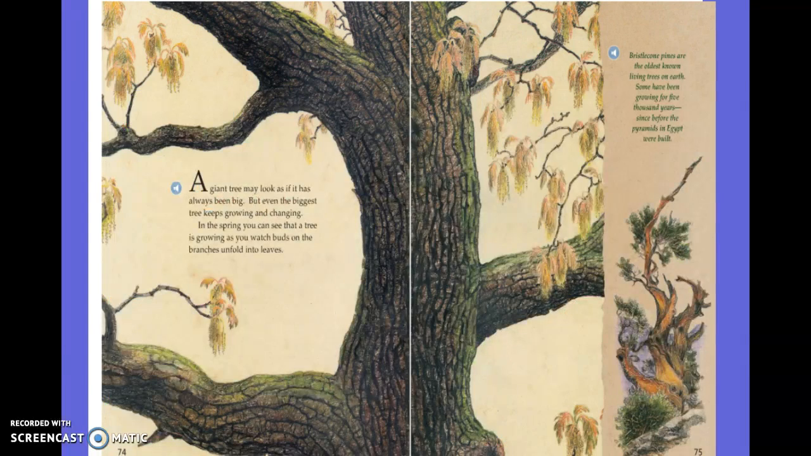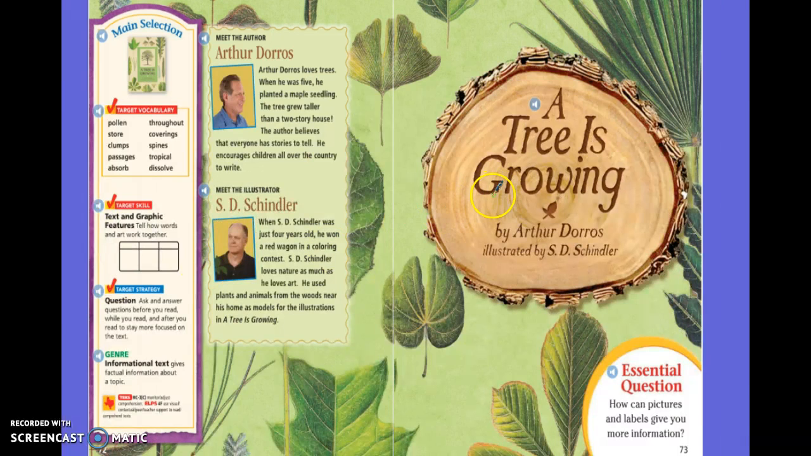As you study a story like the one we're going to read this week, which is titled "A Tree is Growing" by Arthur DeRose, and it's illustrated by S.T. Schindler. Okay, this story is informational text, so that means we're going to be learning facts and information, probably about trees, I'm guessing, based on the title.